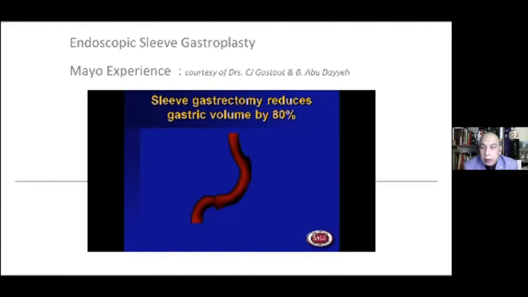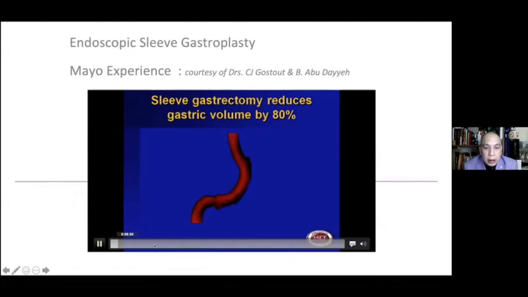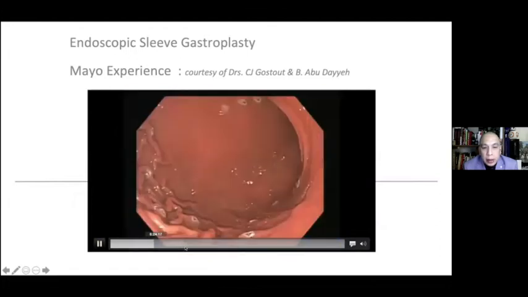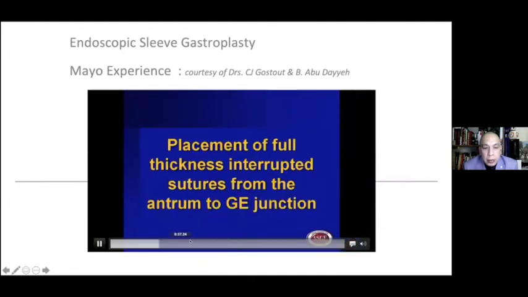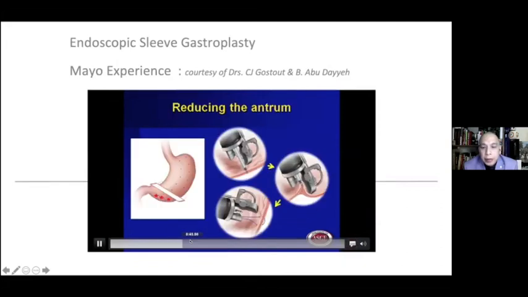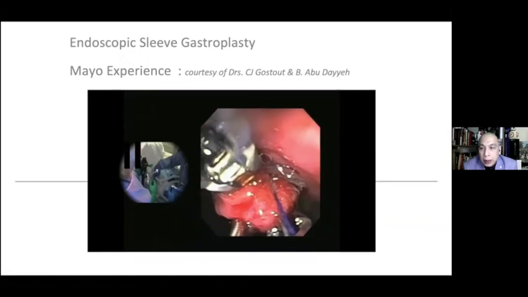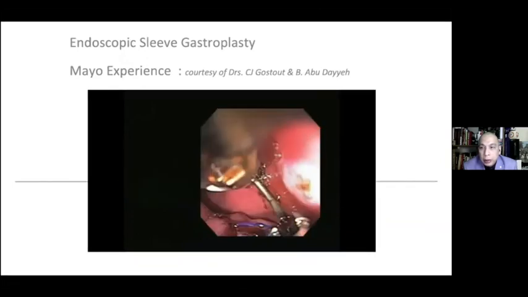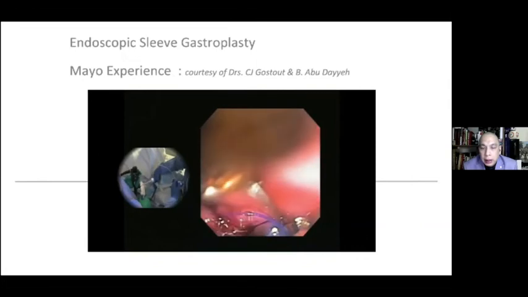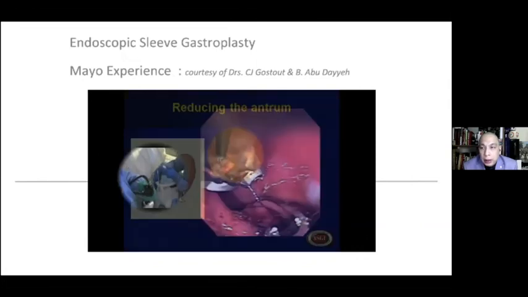Let's skip this video. This is a sleeve gastroplasty using the OverStitch. Just run through it. There are markings in the stomach, and the OverStitch is being used to pass sutures to make that stomach a little bit smaller to induce hypomotility of the stomach.